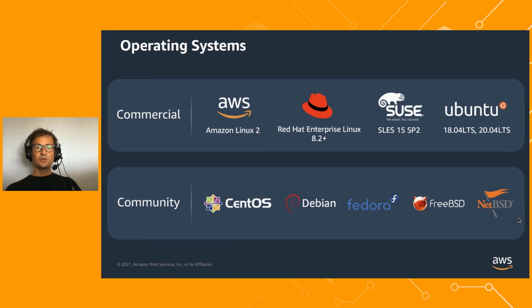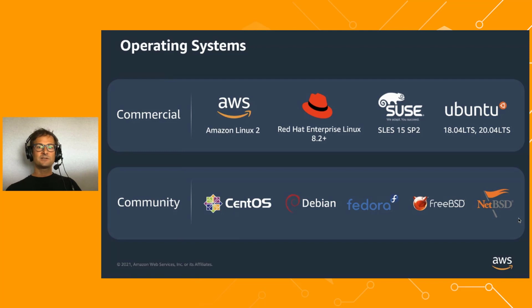Red Hat is also an option, starting from Red Hat 8.2. SUSE with SLES 15 SP2 has good support for Graviton-based instances. And Ubuntu, with versions 18.04 and 20.04, has all the patches that are needed to ensure the best level of performance on Graviton-based instances.